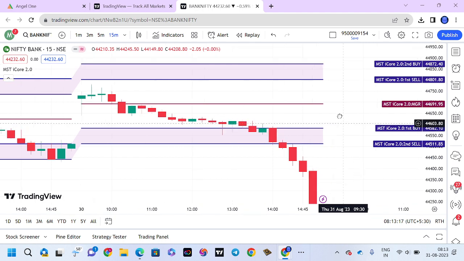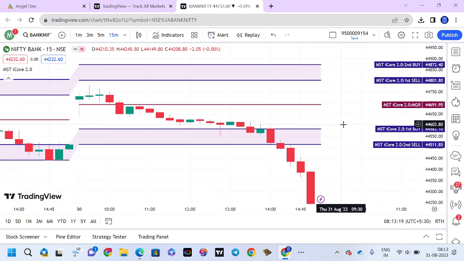And another thing, in a trending market, the market will first hit the SL, or it will give the first target, then it will hit the SL, then the second buy will be activated and targets will be given. That is one scenario. Another scenario: the first buy will be activated and the first target will be hit. After that SL will be hit and the second sell will be activated and the target will be hit. This is the second scenario. And in the third scenario, SL will be hit on both sides.